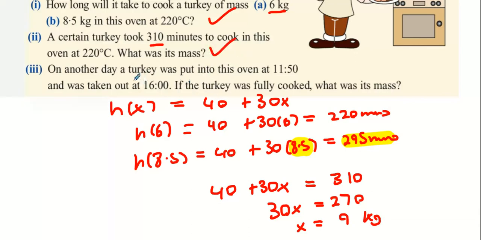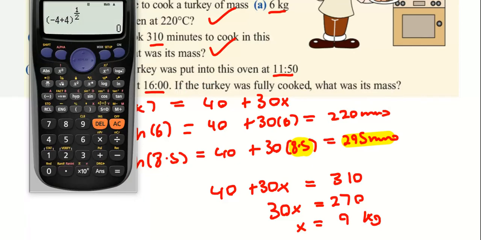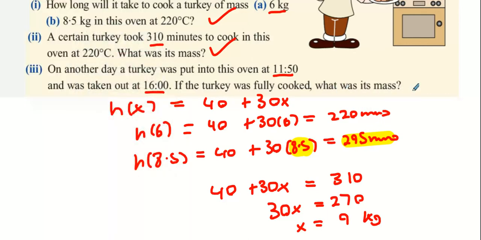On another day, a turkey was put in the oven at 11:50 and it was taken out at 16:00. How many minutes was it in there for? 4 hours and 10 minutes. 4 hours and 10 minutes is how many minutes? 250 minutes.